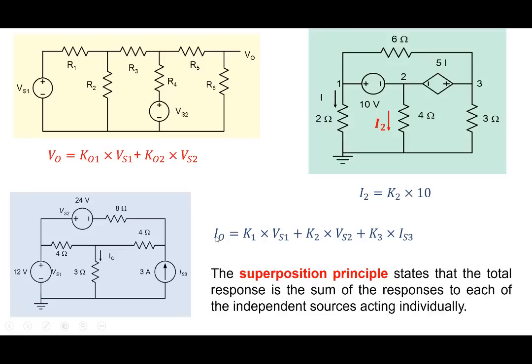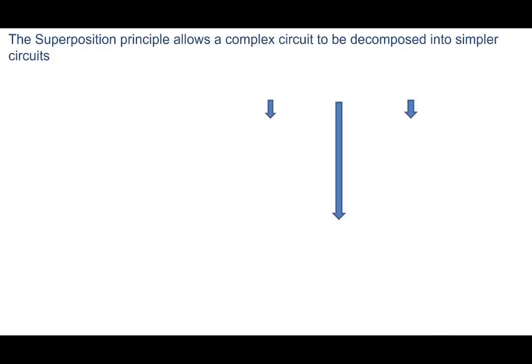So the total I0 is I0 due to VS1, I0 due to VS2, and I0 due to IS3 here. So the superposition principle is powerful. It allows us to see contributions of different elements, independent sources that are there in the circuit. And that's helpful in modifying the circuit, in designing it. And it's also helpful in simplification of the circuit.